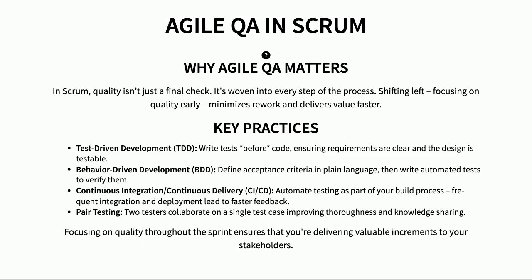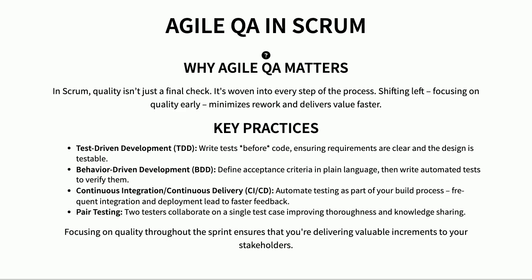Let's talk about how quality fits into a Scrum team. It's not just about finding bugs at the end, it's a core value. Agile quality assurance focuses on building quality in from the start. We use techniques like test-driven development, where you write your test before writing the code itself. This helps clarify what needs to be built.